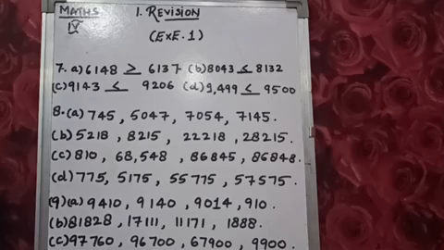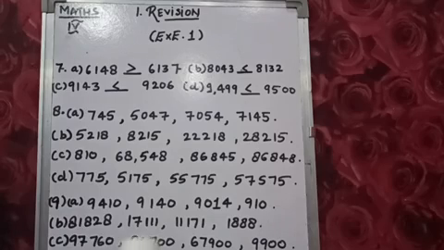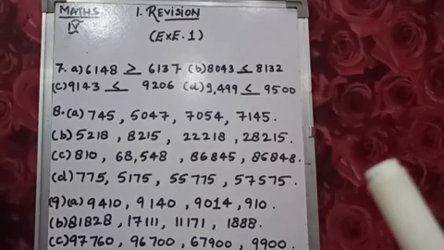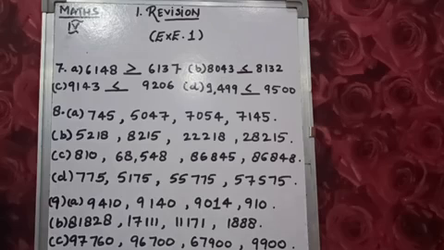Okay, now let's see question number D. So the smallest number in the D series is 775. Now next number 5175. Third number will be 55,775, and the largest number will be 75,757. Clear? So this question was, rewrite the following in ascending order.